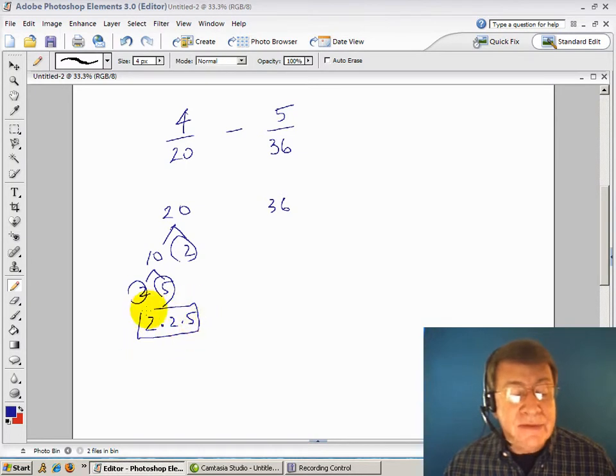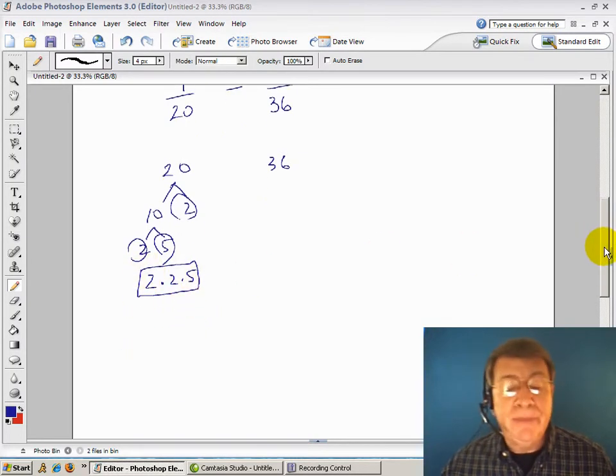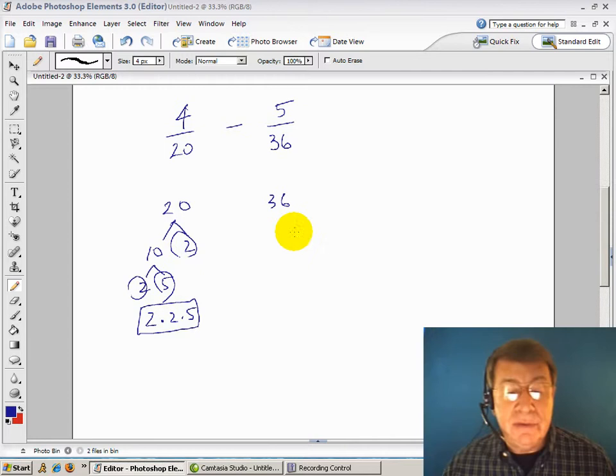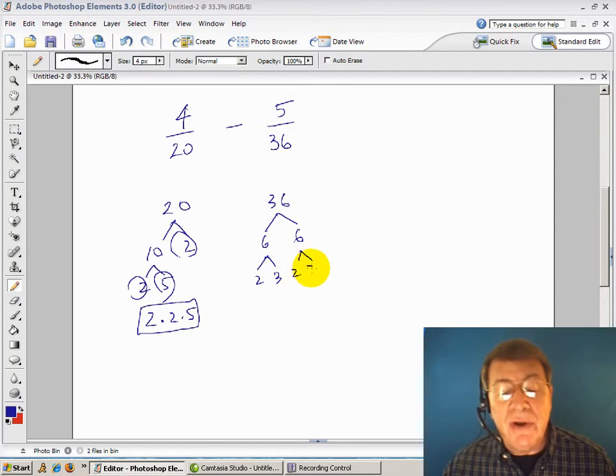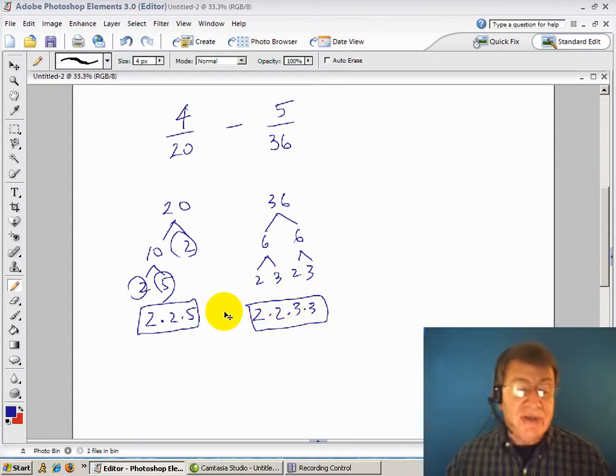And that is its factors. And the 36, I don't want to go too low here. The 36 is 6 times 6. The 6 is 2 times 3, and that 6 is also 2 times 3. So we have 2 2s and 2 3s. So these are the pieces that make up 36.